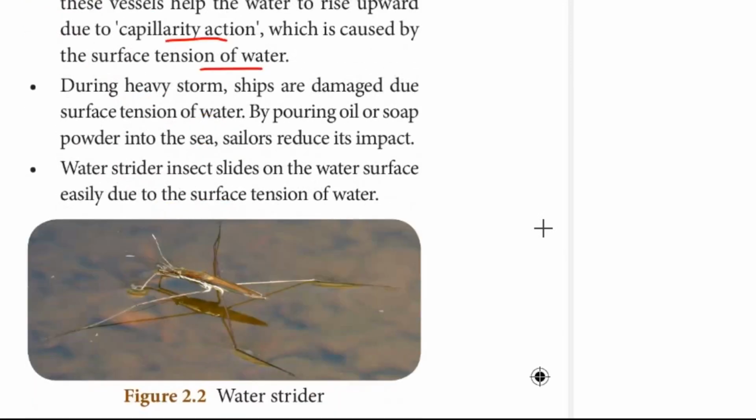Next, you see, what do you see over here? This is an insect, the water strider. And you see, this water strider just slides on the water surface. And how is it doing so? The insect is doing this because of the surface tension of water. If water had no surface tension, then the insect would simply drown. It wouldn't be able to slide above the water.